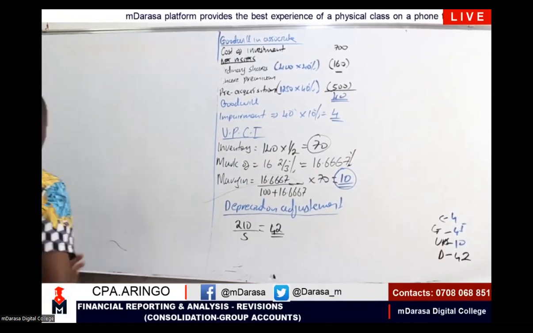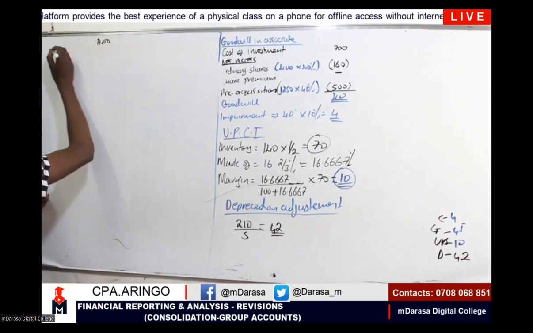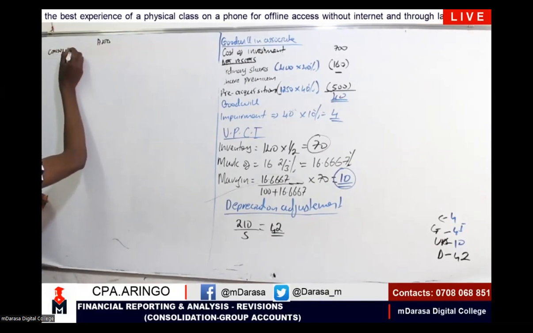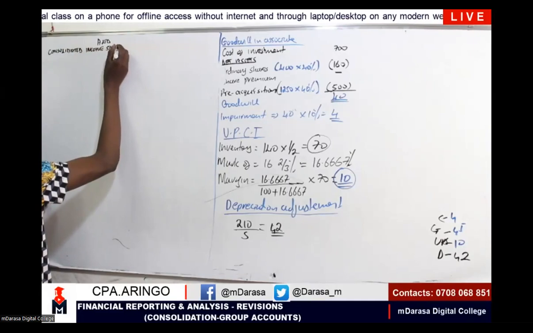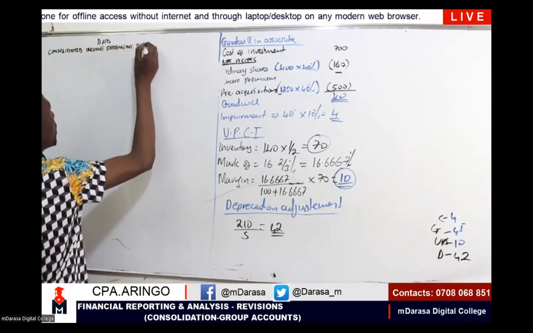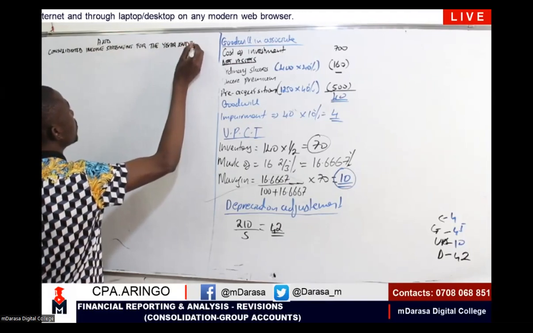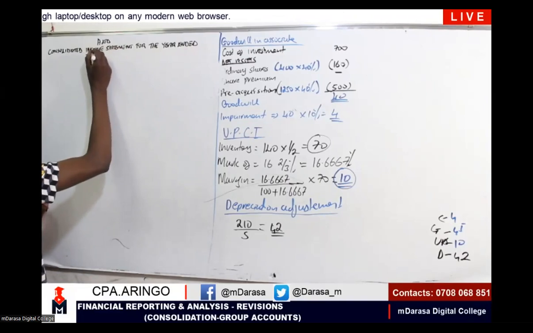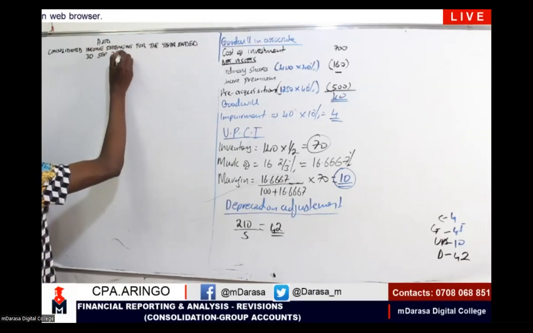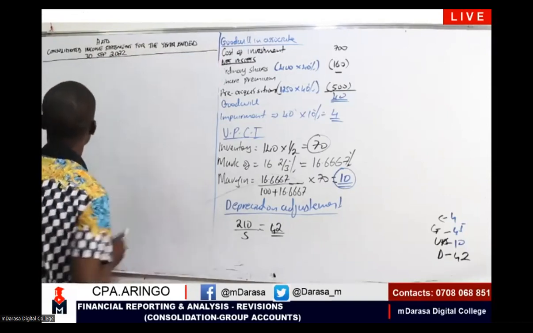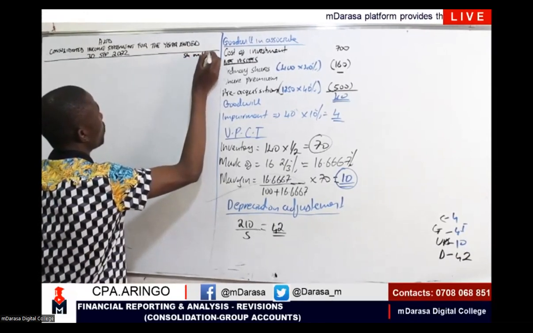So we are talking of A Limited consolidated income statement for the year ended 30th September 2022. Our figures you're given in millions, right? We start copying and pasting.